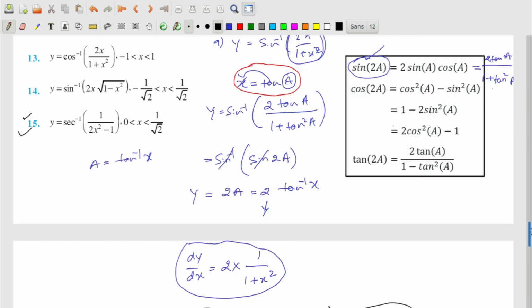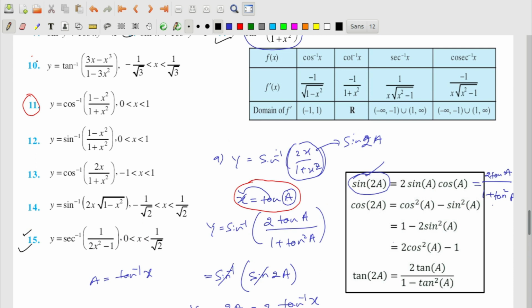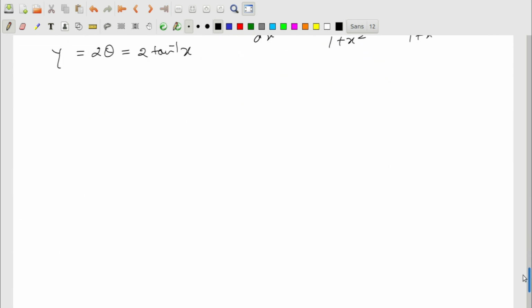Which one? Now you can take this question number 10. So what is question number 10? Question number 10, y is equal to tan inverse of (3x minus x cube) whole divided by (1 minus 3x square).